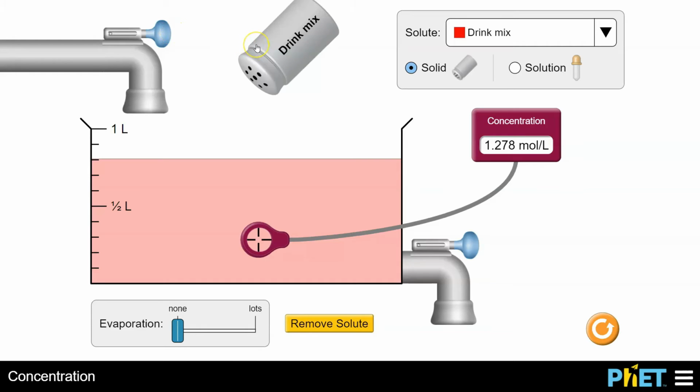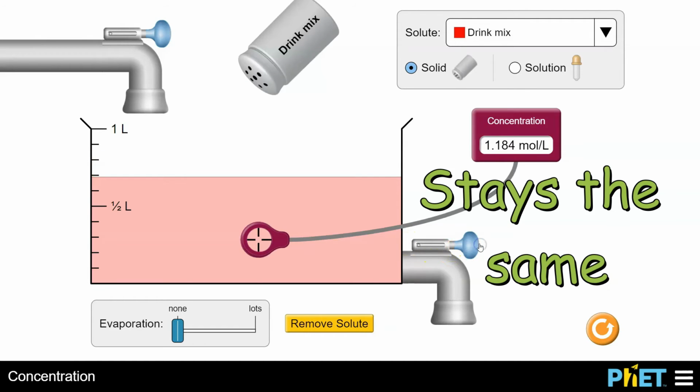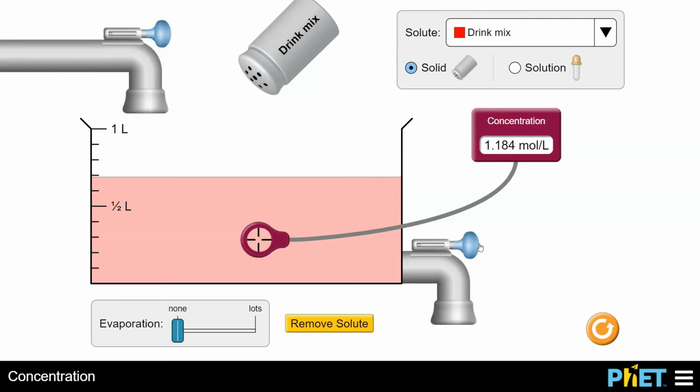So when I have a certain amount of drink mix, and if I add water to it, I'm increasing the water, and the drink mix stays the same. So what happens is the concentration decreases. Now if I remove the water here, notice the concentration stays the same. And the reason why that is because if I just dump this solution, I'm losing the solute and the solvent. So in other words, I'm losing the drink mix and I'm losing the water.